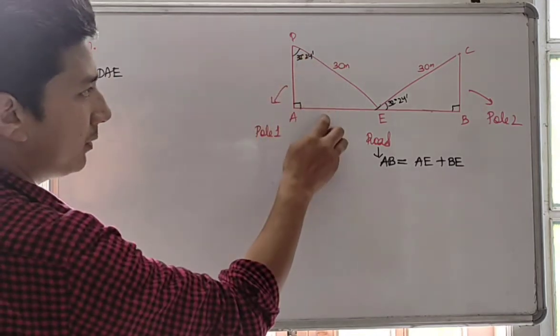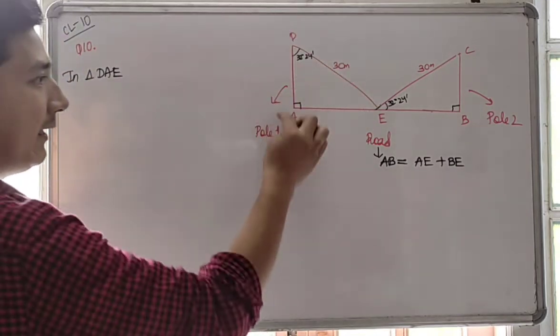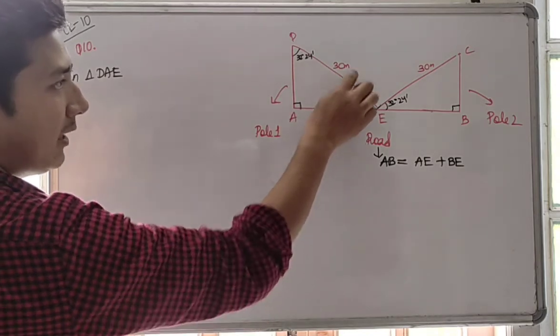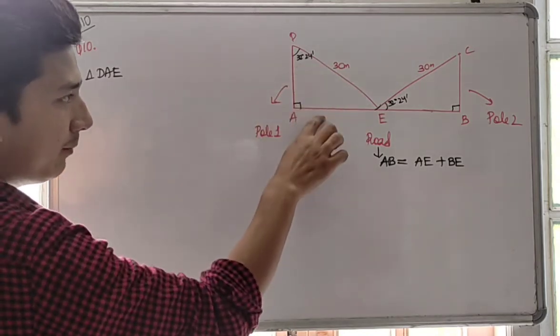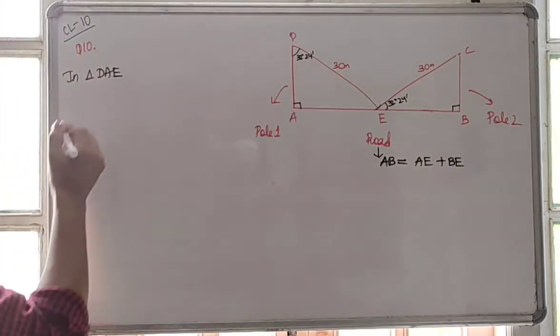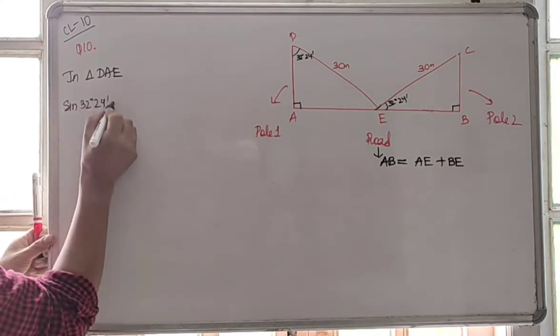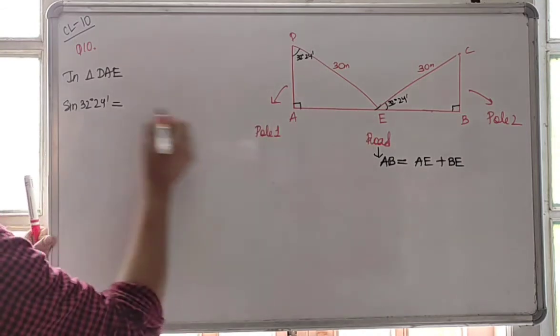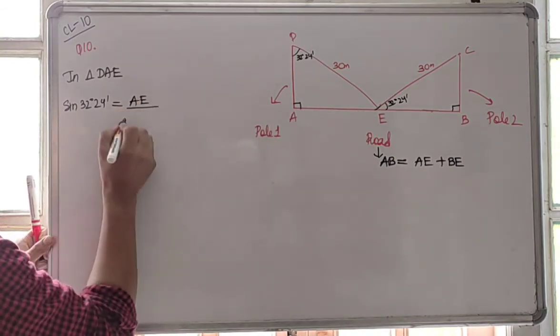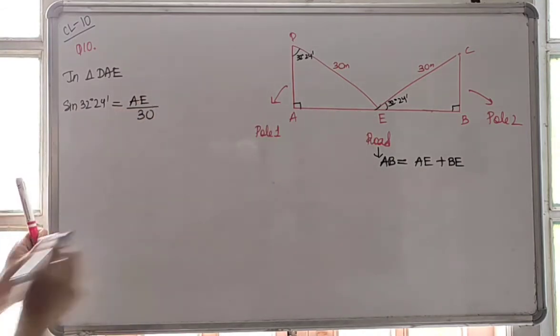Can I use sine? Some people have, because with this angle, this is my perpendicular and this is my hypotenuse. So I can use sine 32 degrees 24 minutes equals perpendicular by hypotenuse, which means AE by 30. I hope you're clear with this.